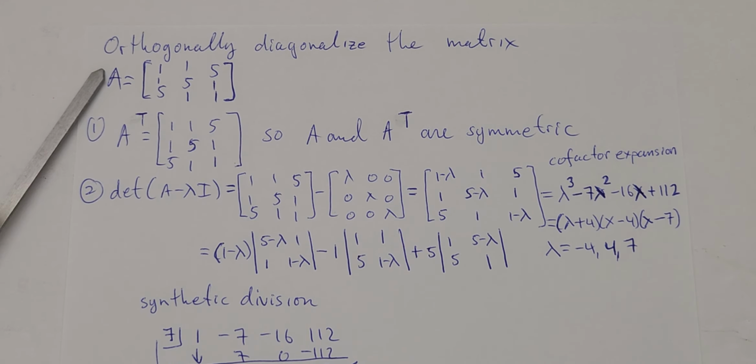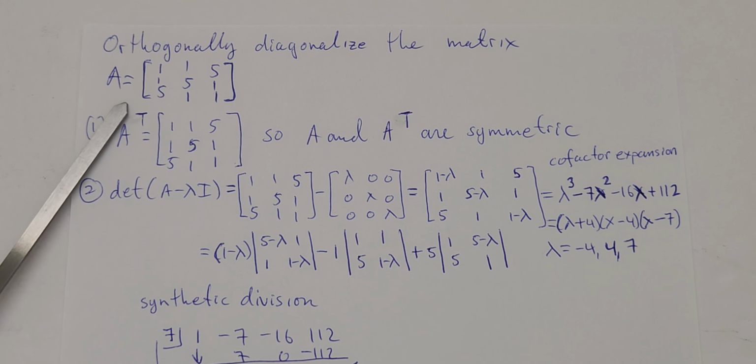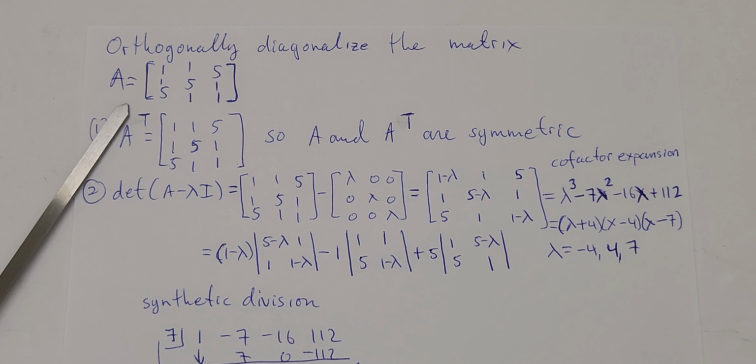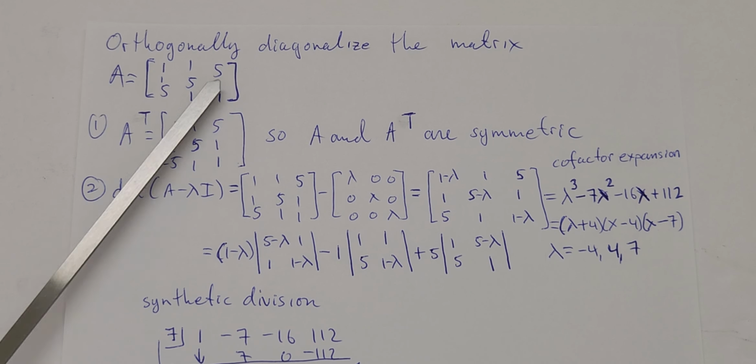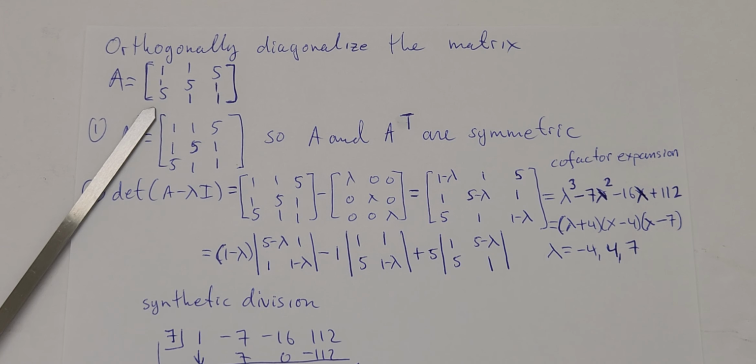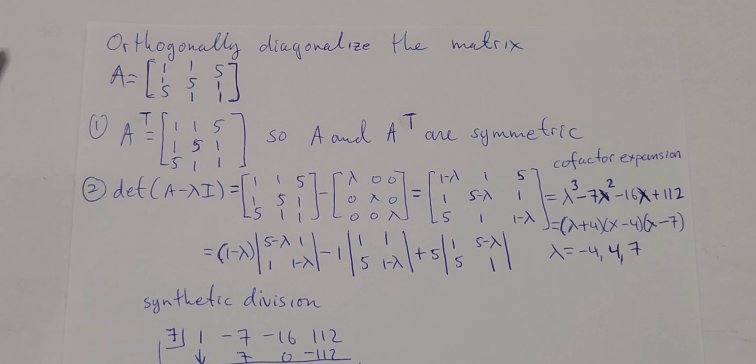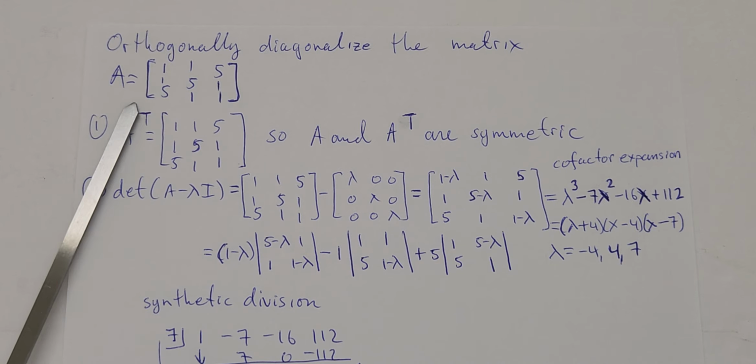This is the second example of orthogonally diagonalize the matrix. So here is our matrix A. We want to find a matrix that contains the normalized eigenvectors of this matrix A. That's what they're asking. One more time, we want to find a matrix that has the normalized eigenvectors of this matrix A.